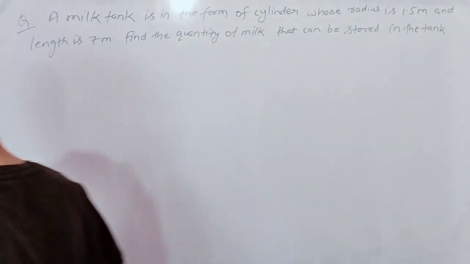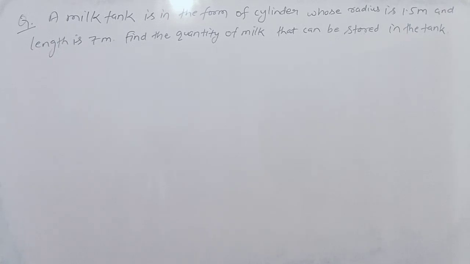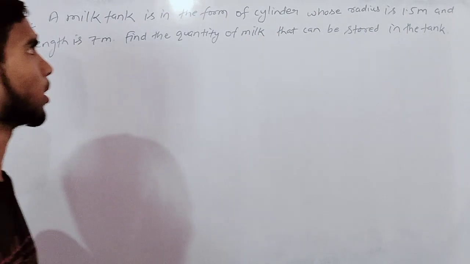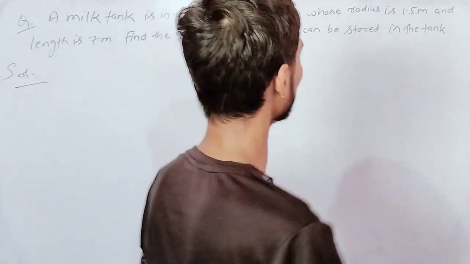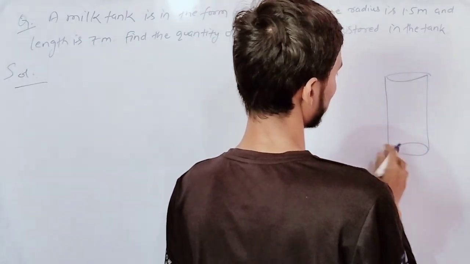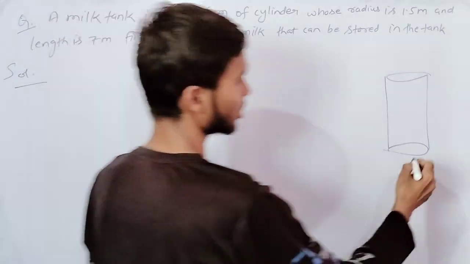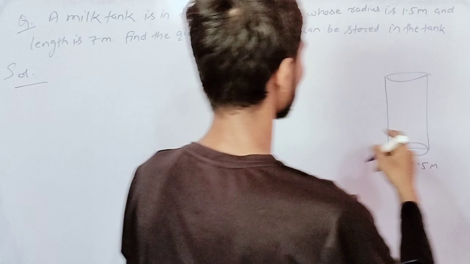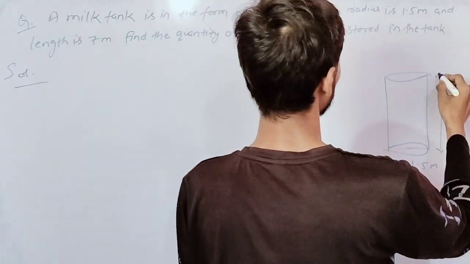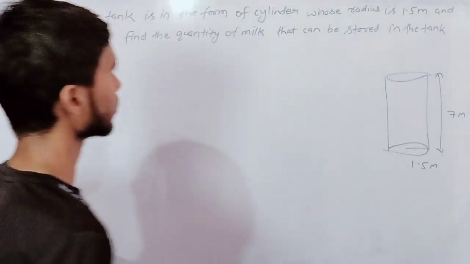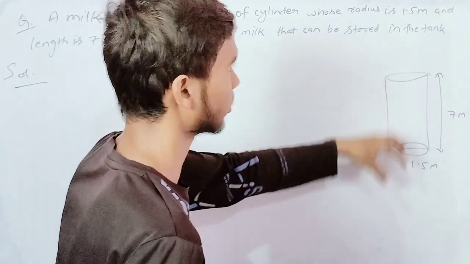This is computation. We have a milk tank in the form of a cylinder, whose radius is 1.5 meters and length is 7 meters. Find the quantity of milk that can be stored in the tank.